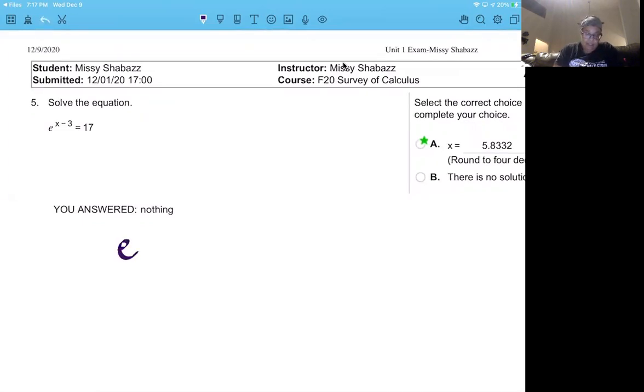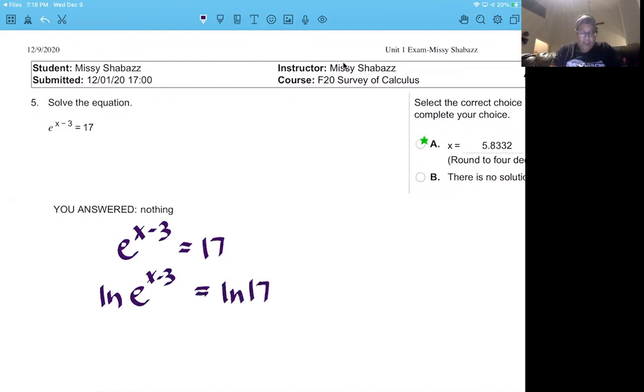So I have e to the x minus 3 equals 17. I'm going to take the natural log of both sides. So natural log of e to the x minus 3 equals the natural log of 17. And I do that because the law of logarithms is if I have the natural log or log of something raised to a power, I can bring that exponent out in front. So I have (x minus 3) times natural log of e equals natural log of 17.